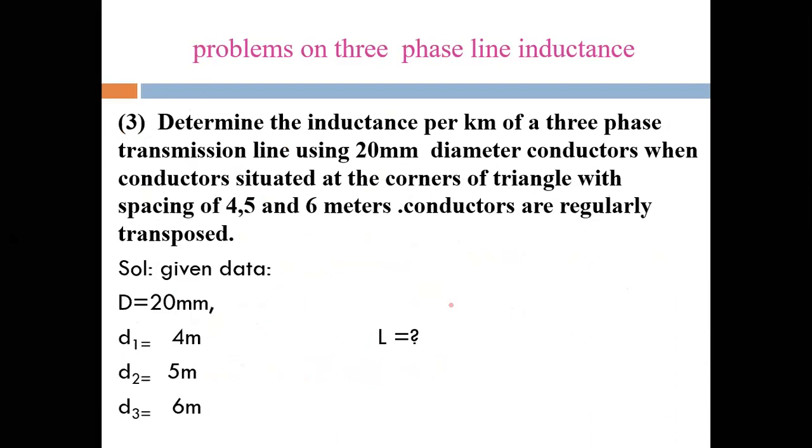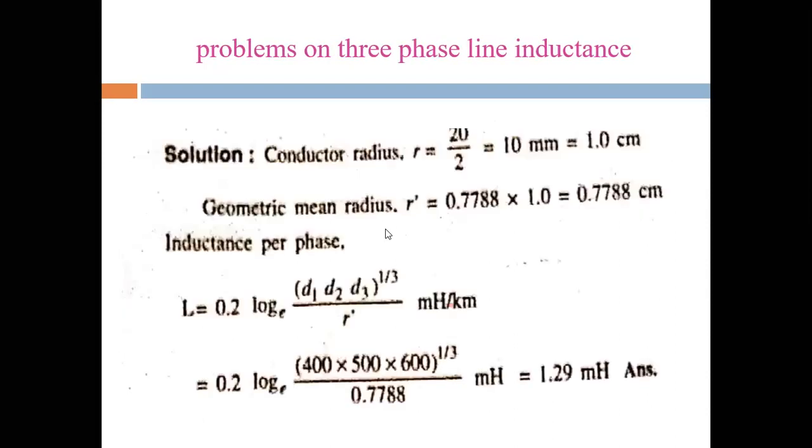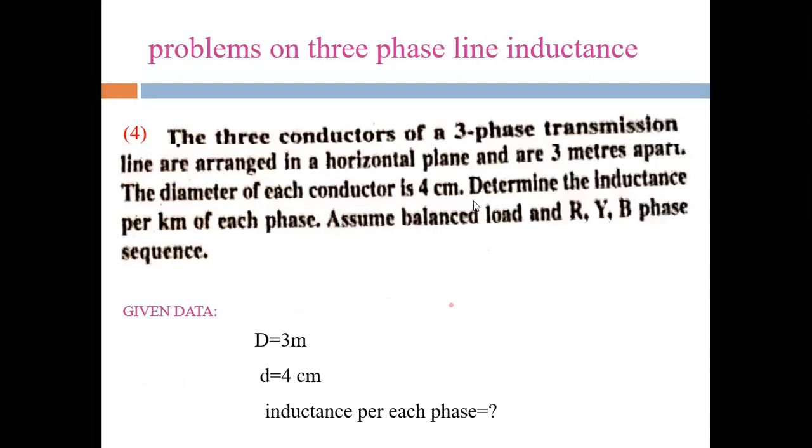Next, coming to the third problem, that is the three phase transmission system. But in this case, the conductors are arranged in a triangle with unequal distances. In this case, the loop inductance L is equal to 0.2 log e cube root of d1, d2, d3 by r dash.